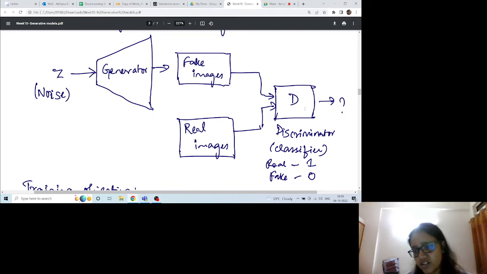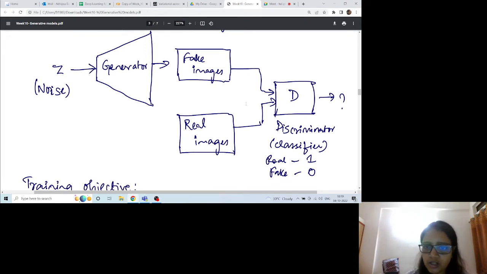This is a neural network as well, which is trying to do a binary classification. So given an image like this, it can either predict 1, which means it thinks the image is real, or 0, which means the discriminator thinks the image is fake, right? So what would the discriminator want? It would want to separate these two very well, to distinguish between fake and real images very well.